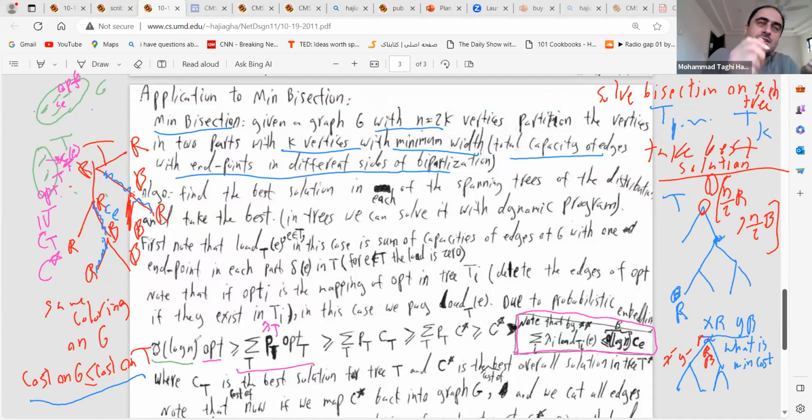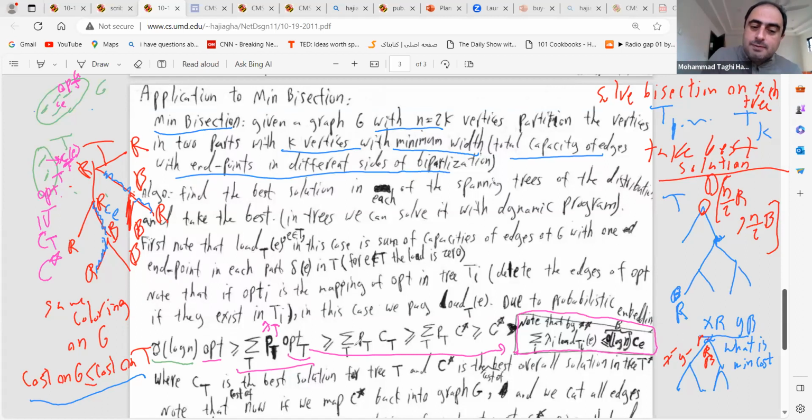This is essentially each edge e, if you consider it. So we will cut it in different trees. The expected load of that would be essentially the expected cost of this edge that we will cut in all of these trees. So this essentially comes directly from this. So we have log n times opt is greater than this. Now everything else is the same as before.